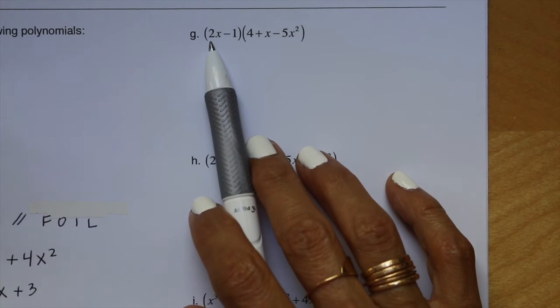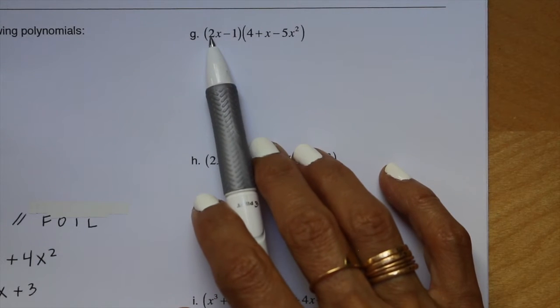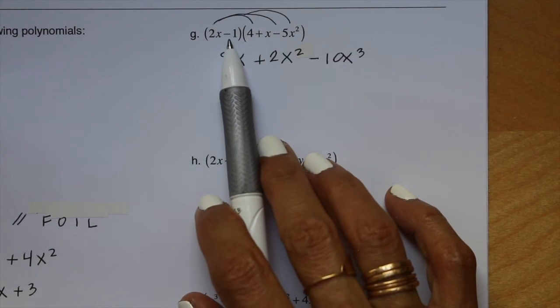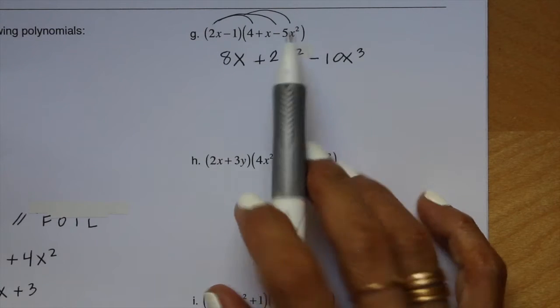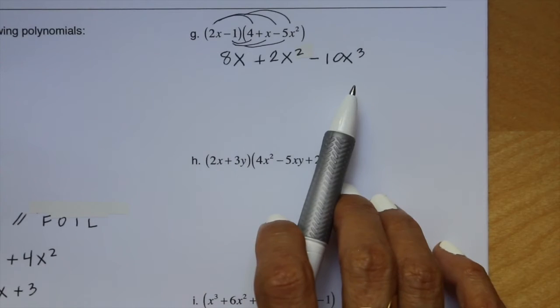For this example, we have another binomial times a trinomial. So I want to distribute again. We're going to take the 2x, distribute it to all three of these terms. Next, we're going to take the negative 1 and distribute to all these terms. And again, as we get each term, I want to write it so that they're lined up underneath the top ones.